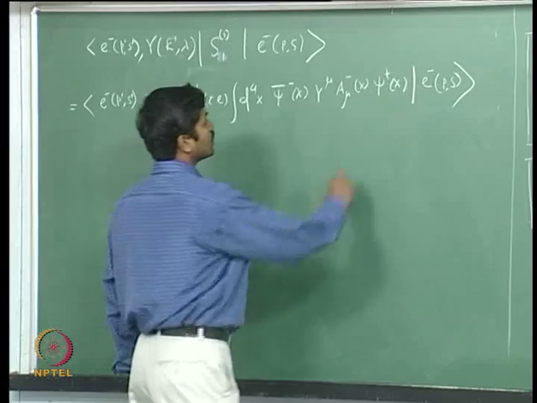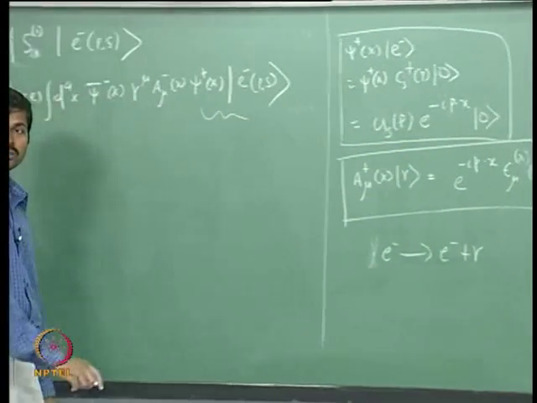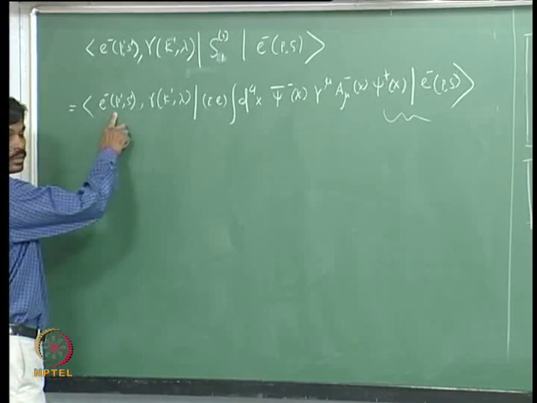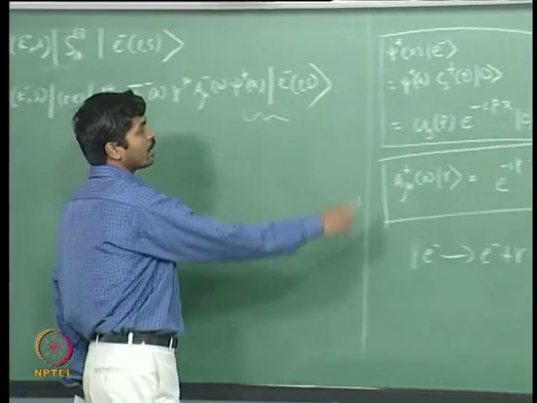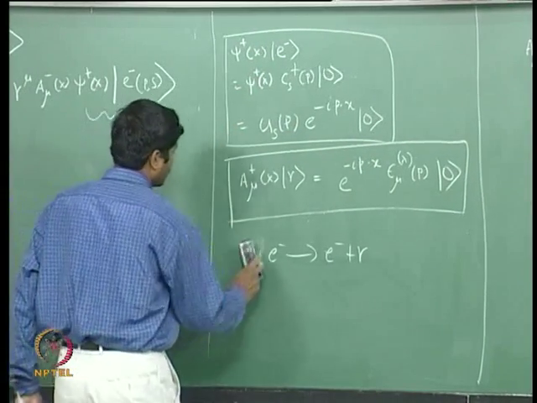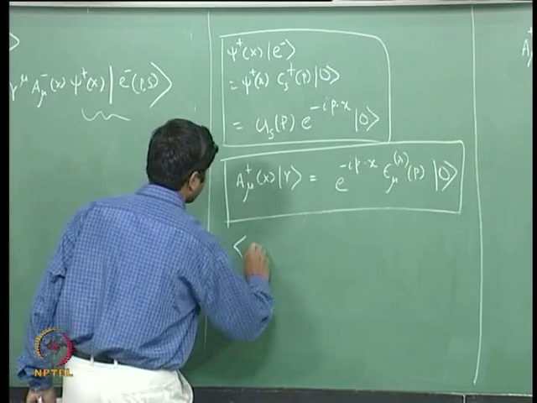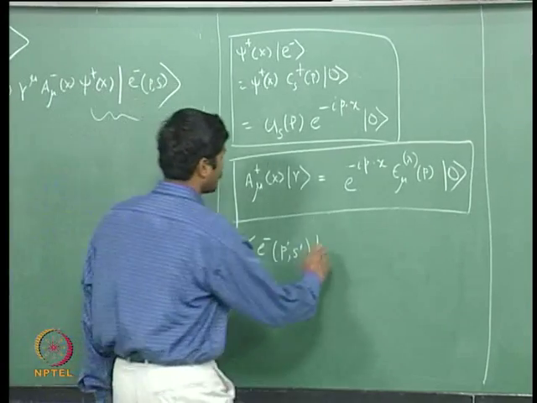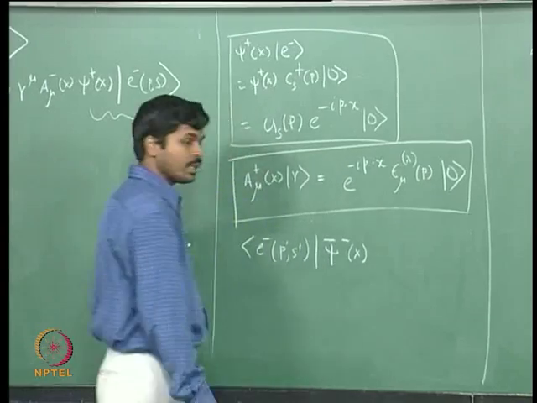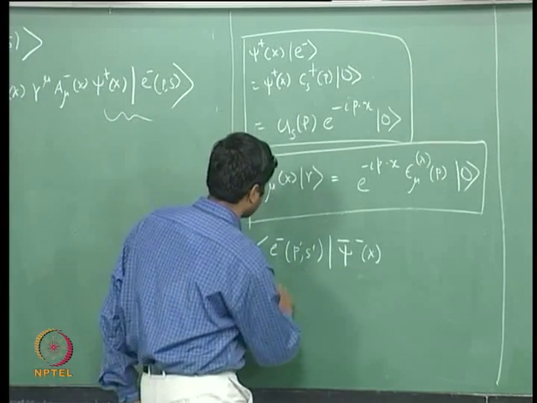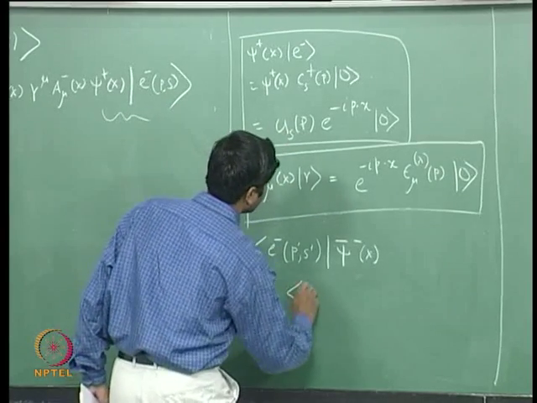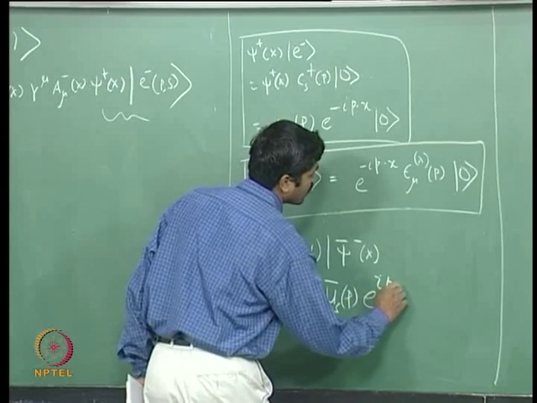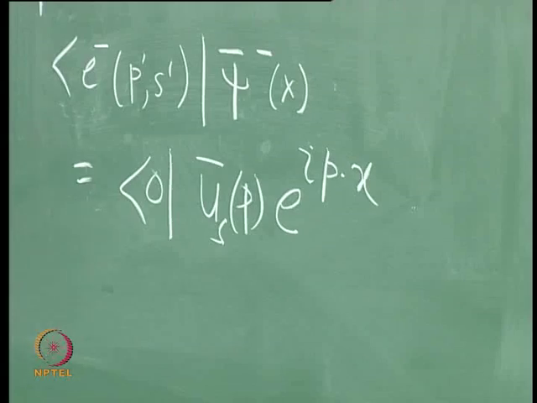Okay. So this part I can directly substitute here, and this one, as you can see, psi bar minus acting on this will give me, from this term itself, I can conclude that if I have an electron state E minus of p prime s prime, if psi bar minus of x acts on it from the right, then this will give me 0 times u s bar of p prime e to the power i p prime dot x. P prime, thank you, p prime and s prime.